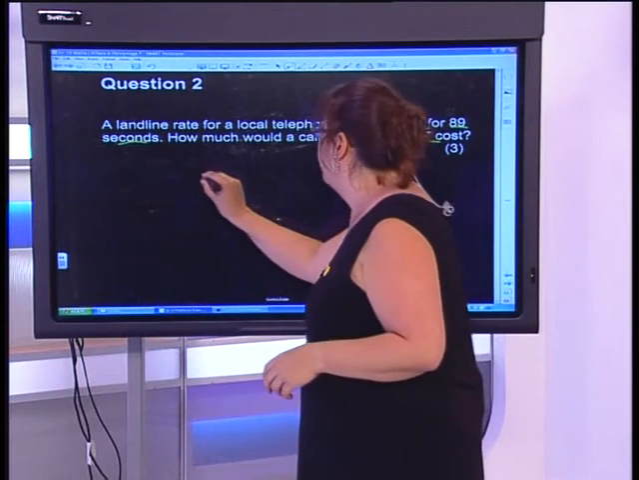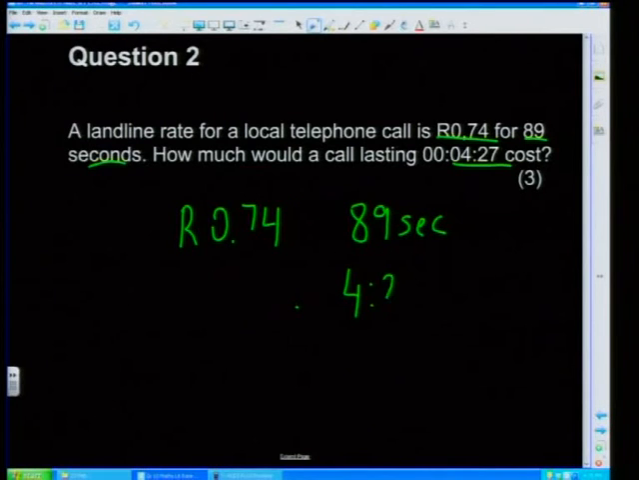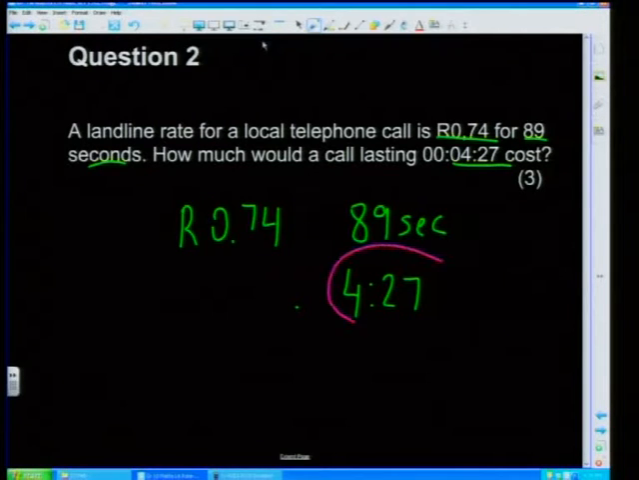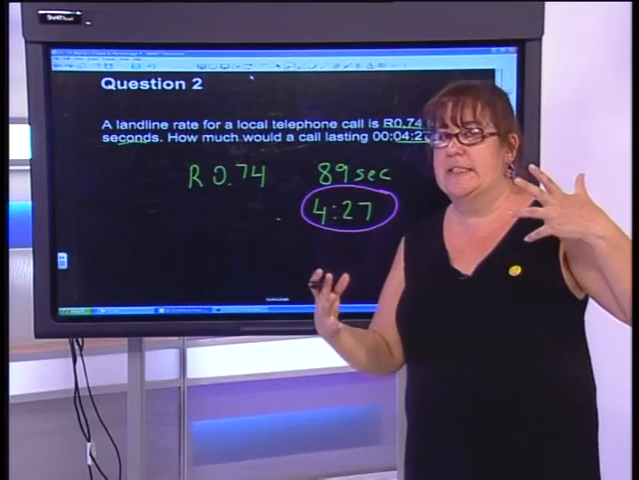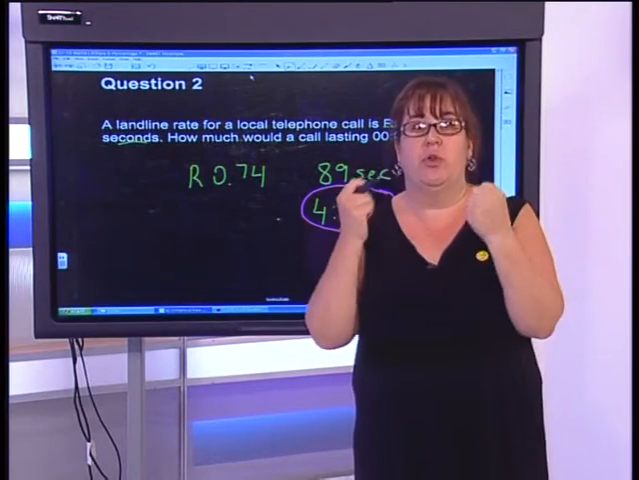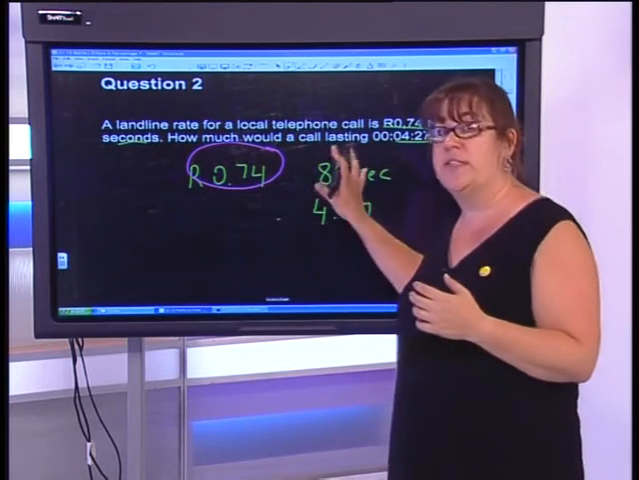So I've got 0,74, that's the cost, for 89 seconds. Now I'm looking at how much will be 4 minutes and 27 seconds. But I've got a problem. Straight away I can see a problem. So where's my problem? That is in minutes and seconds. And the one thing about your ratios or your rates, you have to be dealing in the same unit. So I can't work out the cost until I actually change this into seconds.